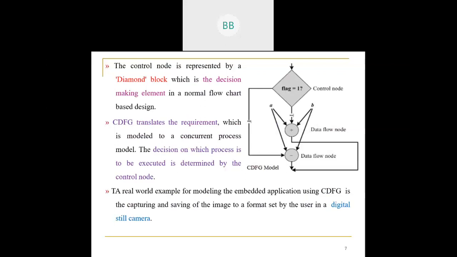shown in the diagram. And here the decision maker is represented using a diamond symbol. According to this, if flag equals 1, then the addition operation on the variables a and b is performed. Else, subtraction is performed on the variables a and b.